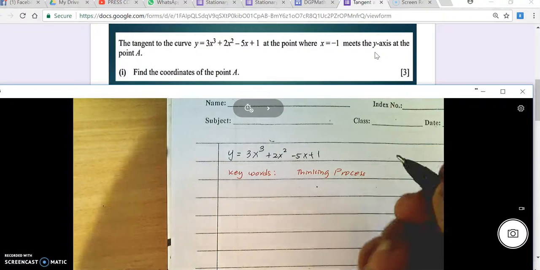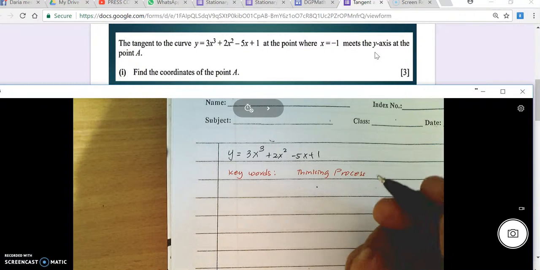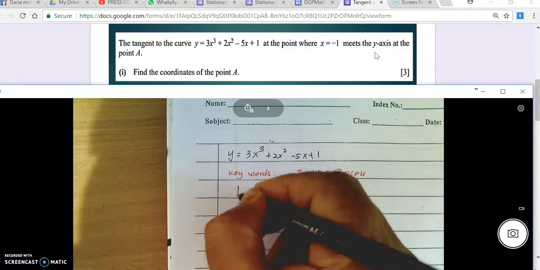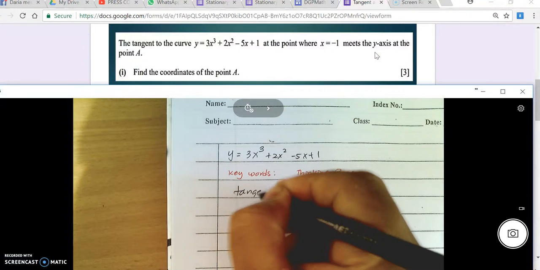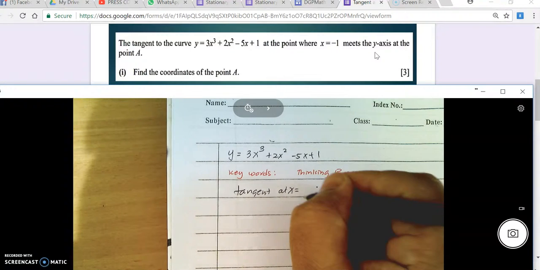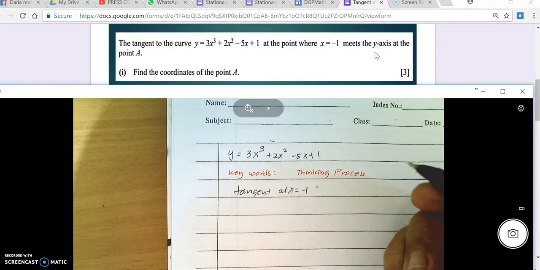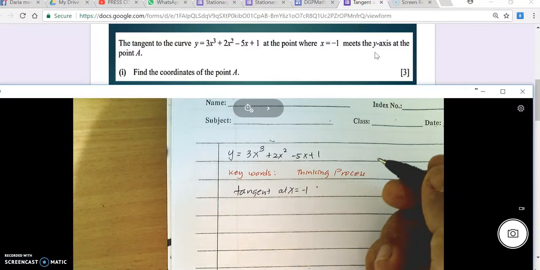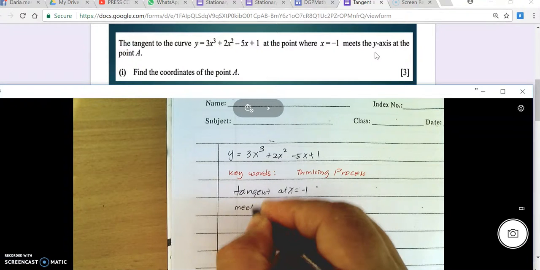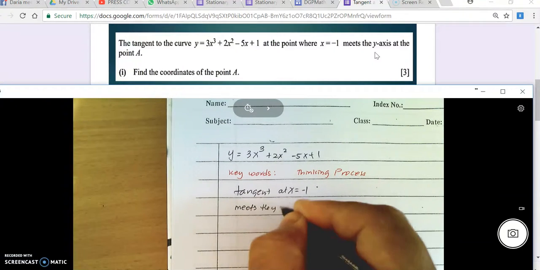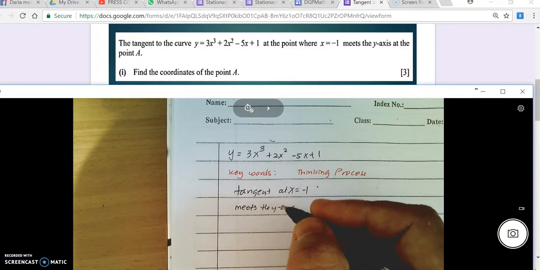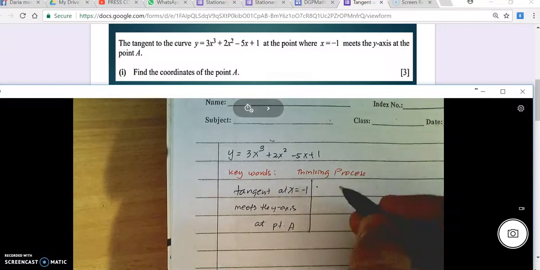So in this problem, the key words are that you have a curve and there is a tangent line. So the key word is tangent. And it says tangent at x equals -1. And then the other one says meets the y-axis at the point A. So it says meets the y-axis. So what's the thinking process?